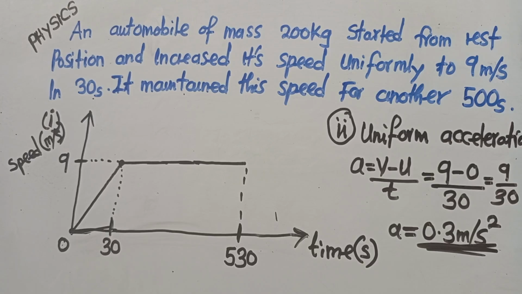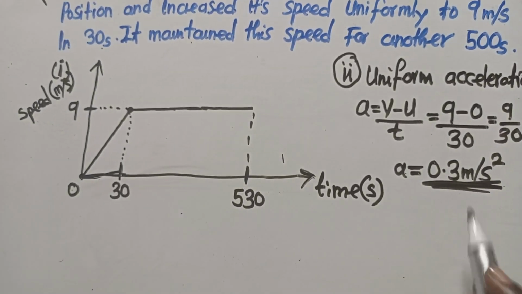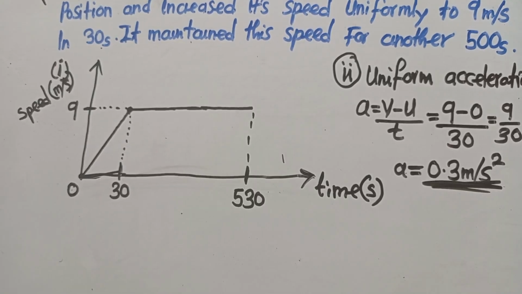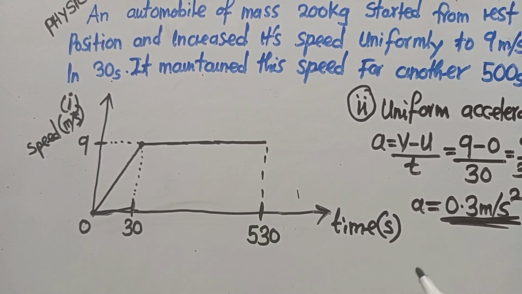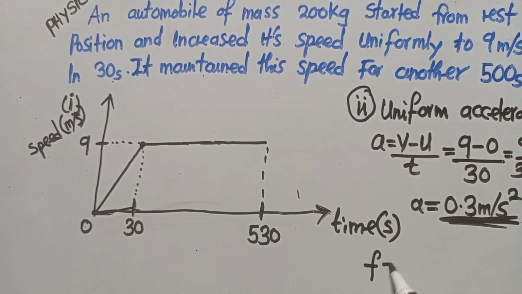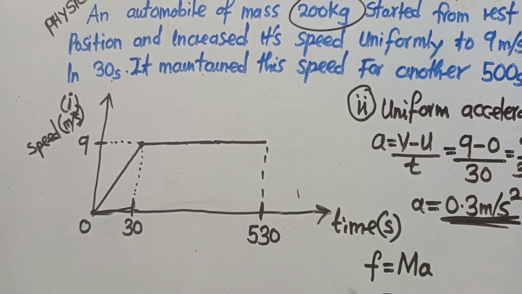This is what you are supposed to do. The next question, you'll be told to say how much force was required to produce this acceleration. Hope you've gotten the question. So force is equal to mass times acceleration. What is the mass? We are given that mass.